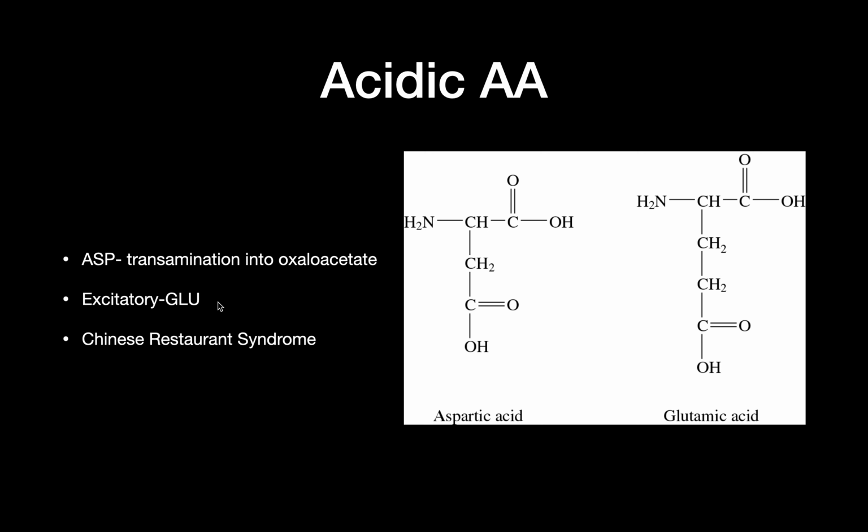Glutamate is an excitatory neurotransmitter, and it plays a role in Chinese restaurant syndrome. So Chinese restaurant syndrome, as you know, a lot of Asian foods use MSG, which is monosodium glutamate, to season the foods. But there are some rare people in the population that have a glutamate hypersensitivity. So for those people, they will have sensations like the Asian flush.